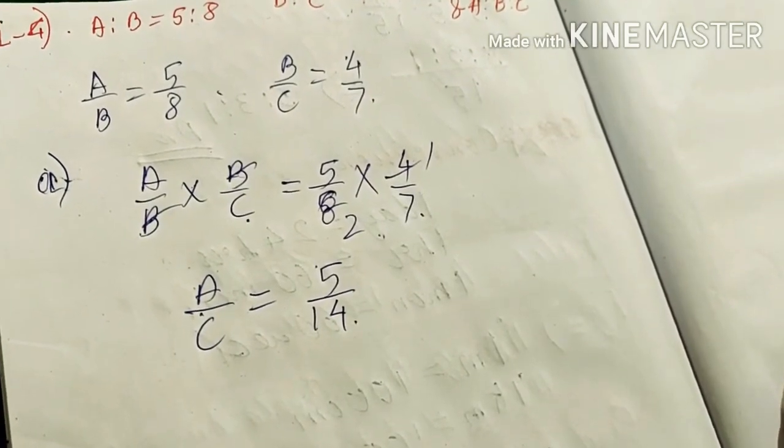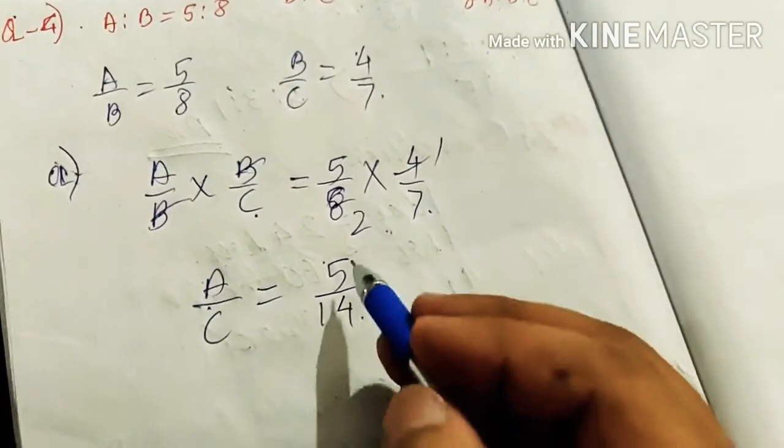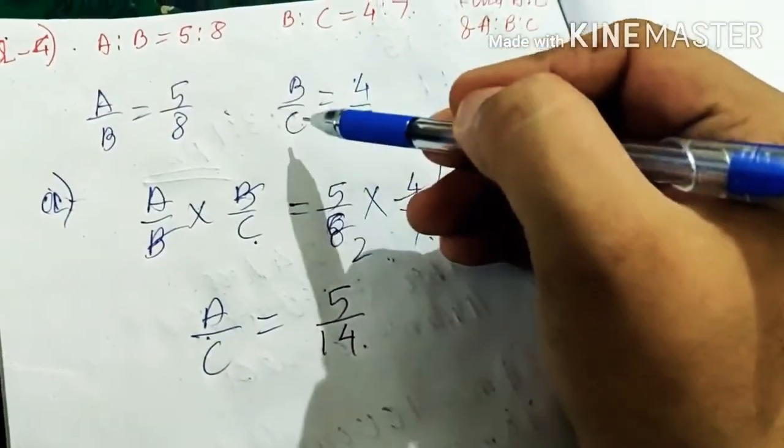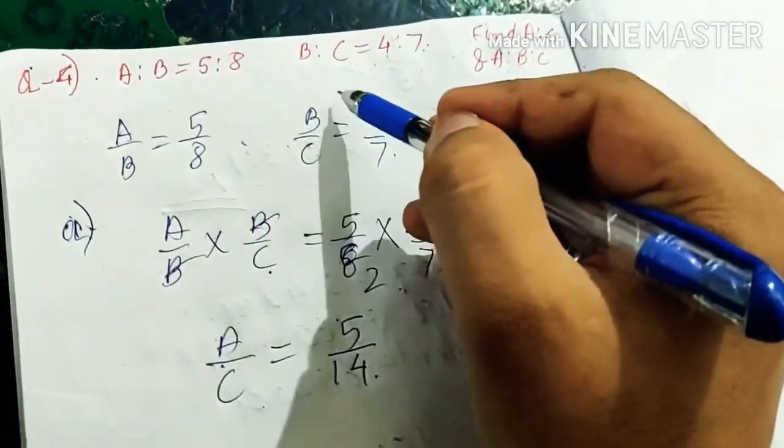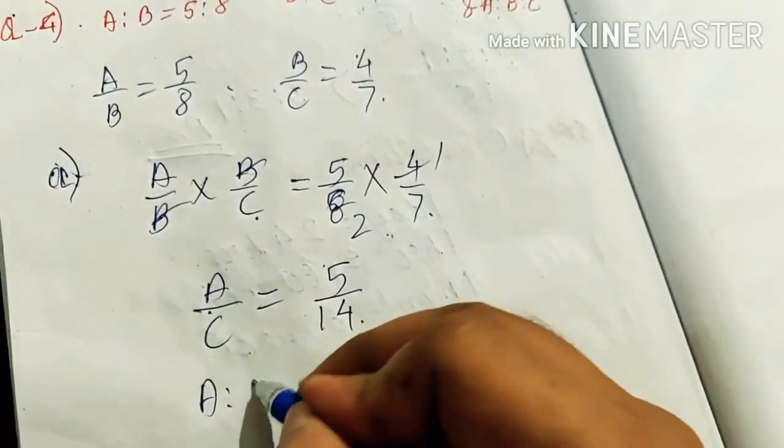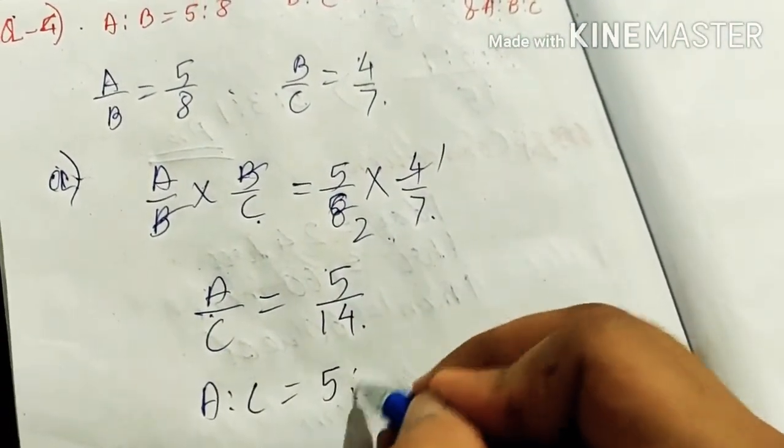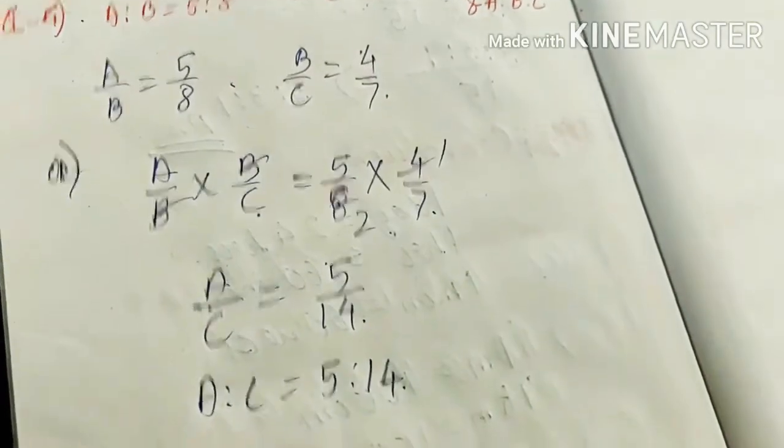So do you get my point? Here A upon C equals 5 upon 14, by how? Multiplying A upon B and B upon C. B and B will be cut off. So A is to C will be equal to 5 is to 14. So this is our first answer.